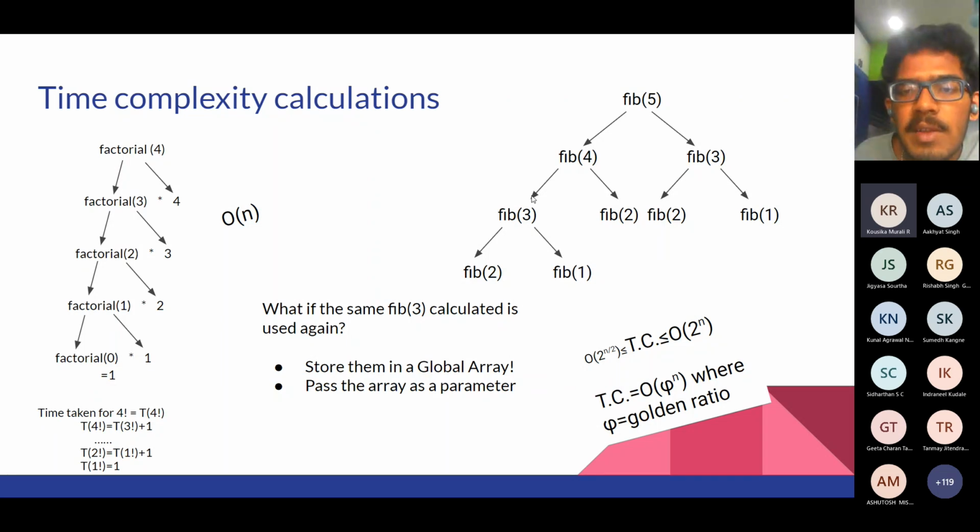we can do one thing. When we calculate fib of 3 here, we can store the same. We can use the same fib of 3 here to calculate it, so that it does not need to go through this whole tree again. So we can have an array which can be either global or can be declared inside a function and passed as a parameter. Once the Fibonacci number is calculated, it will be stored inside the array so that you need not calculate it again.